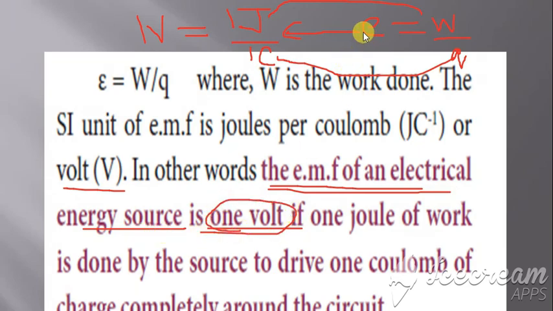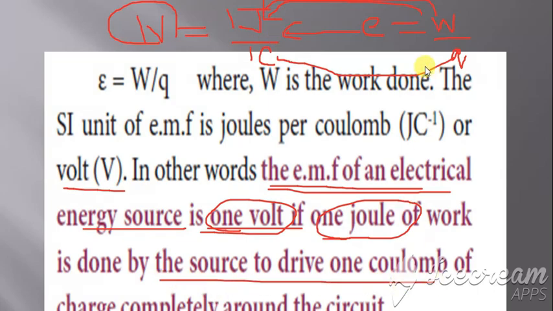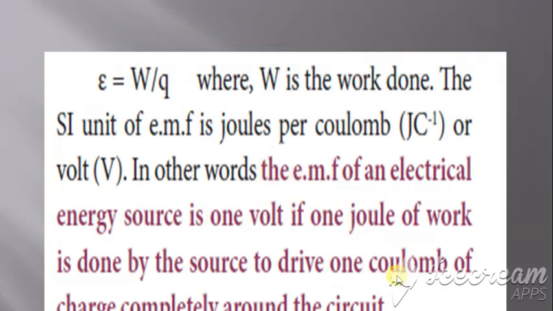We get the EMF to be 1 volt when 1 joule of work is done for 1 coulomb of charge. So 1 volt is equal to 1 joule of work for a charge of 1 coulomb. Clear? This gives the definition of the EMF of an electrical circuit. Clear with this? What is an EMF?